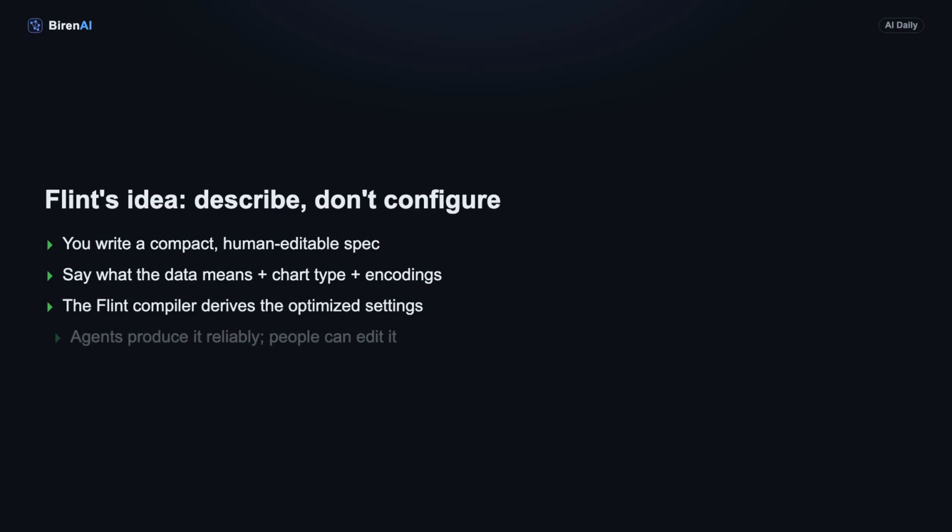Flint's idea is to flip it. Instead of configuring every detail, you describe intent. You write a small, human-editable spec that says 3 things: what your data means, the chart type, and the encodings. Then the Flint compiler derives all the optimized settings, the scales, the spacing, the labels, from that. It's a tiny target an agent can hit reliably, and a human can still read and tweak it.